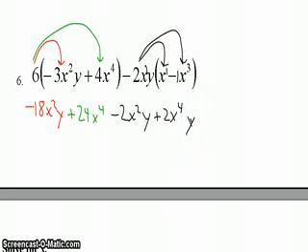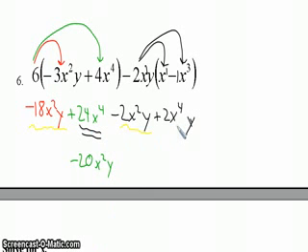And just look back through your problem. There's an x squared y, and here's an x squared y. Go ahead and combine those. It's a negative 18 plus a negative 2. The sign in front of it belongs to it. That gives you a negative 20. Exponents and variables are going to stay the same. We have a 24x to the fourth power.